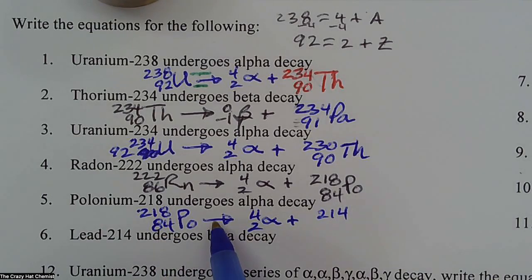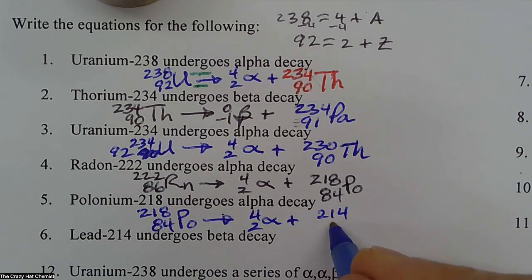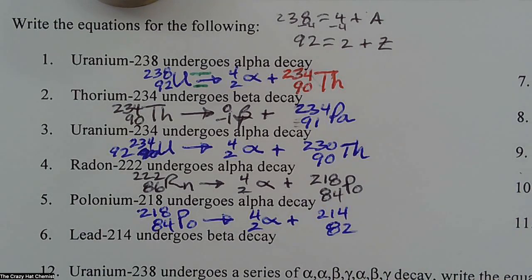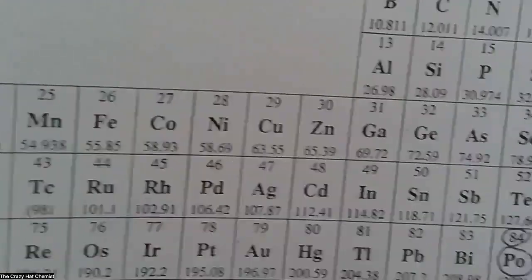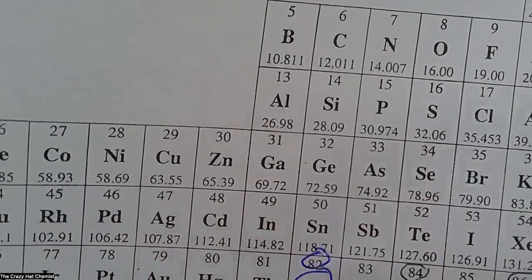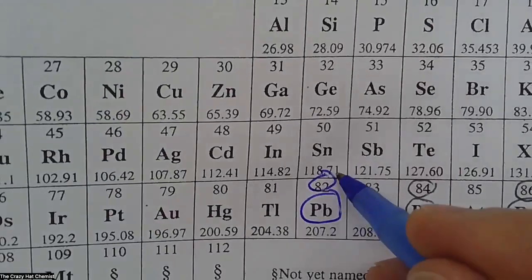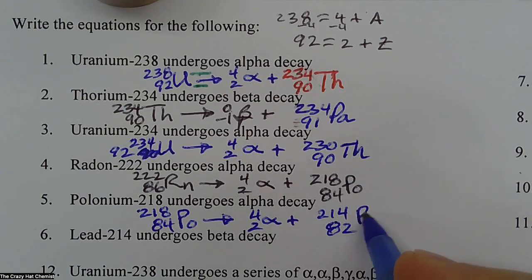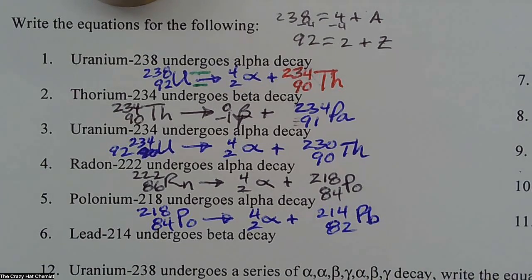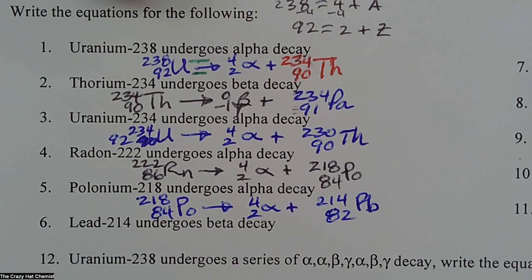And then it's 84 is equal to 2 plus Z. We're going to subtract 2 on both sides. We're going to get 82. And we're going to look on our periodic table, and we're going to find element number 82. 82 is right there, and that's Pb for lead. So Pb, just like that. All right.